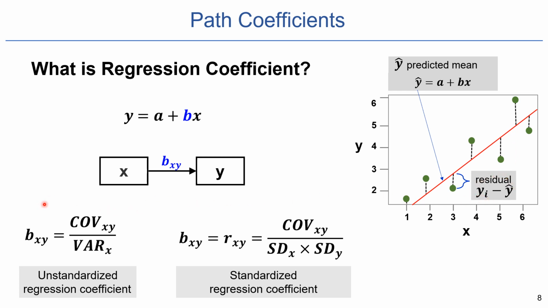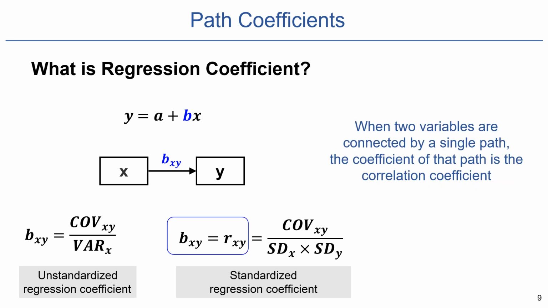And then the b coefficient, which shows the strength of the effect of x on y, is calculated as the covariance between these two variables scaled to the variance of the predictor. And if we want to standardize our b coefficient, then we can relate it to the correlation coefficient via the standard deviation of each of these variables.